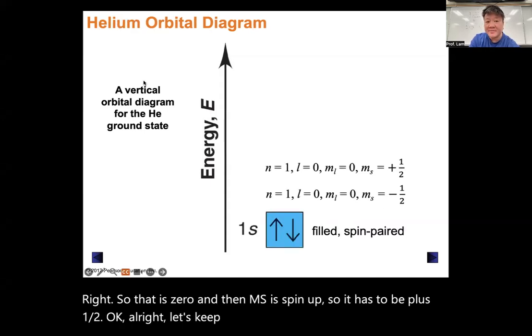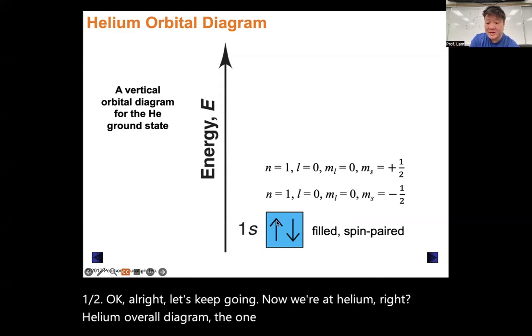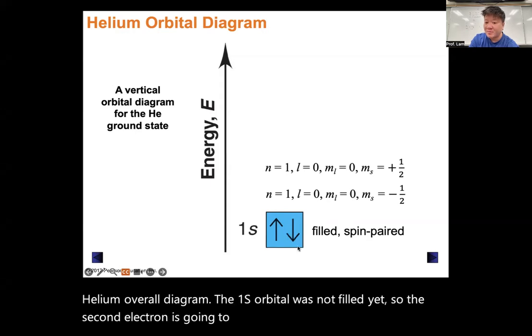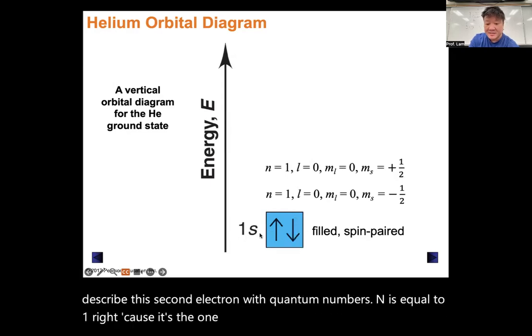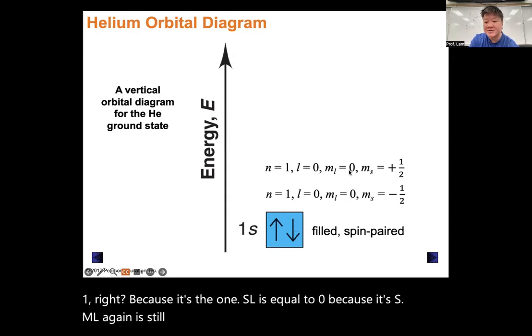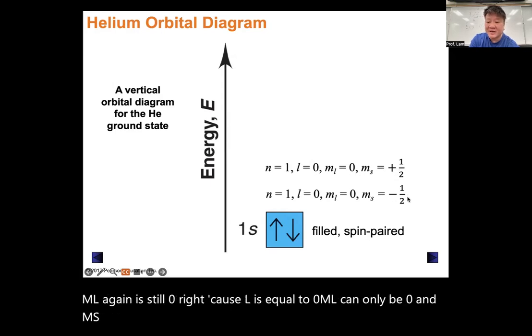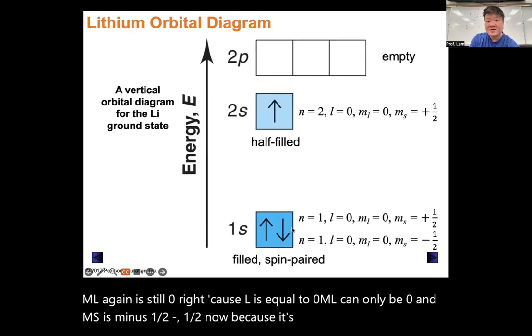Now we're at helium, right? Helium orbital diagram. The 1s orbital was not filled yet, so the second electron is going to go there but spin down. So let's describe this second electron with quantum numbers. N is equal to 1, right? Because it's the 1s. L is equal to 0 because it's s. ML again is still 0, right? Because L is equal to 0, ML can only be 0. And MS is minus 1/2, minus 1/2 now because it's spin down. Okay. All right, let's keep going.